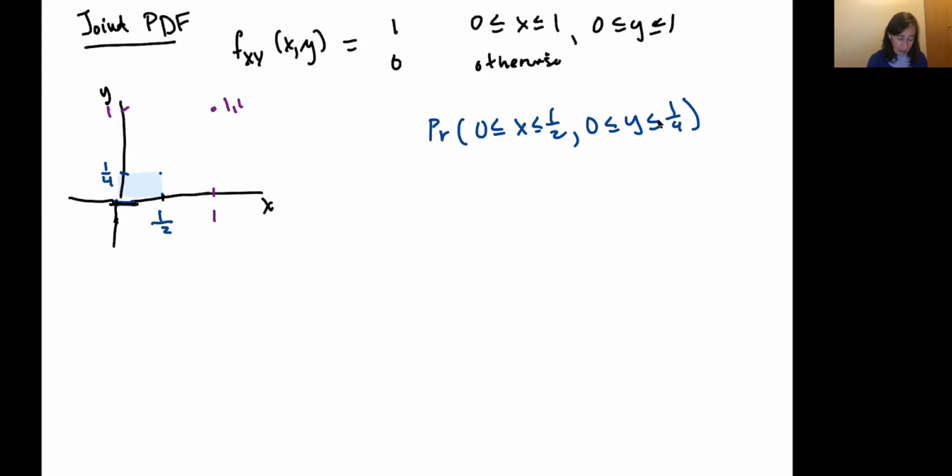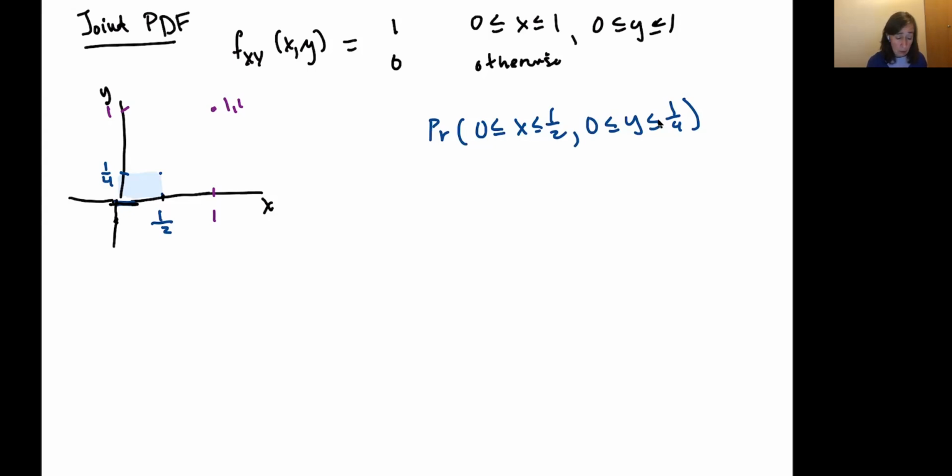I was talking about the fact that we might reason that since the PDF is uniform and the event that I'm interested in is 1/8 of the total area, the probability might be 1/8. Okay, that is indeed true.